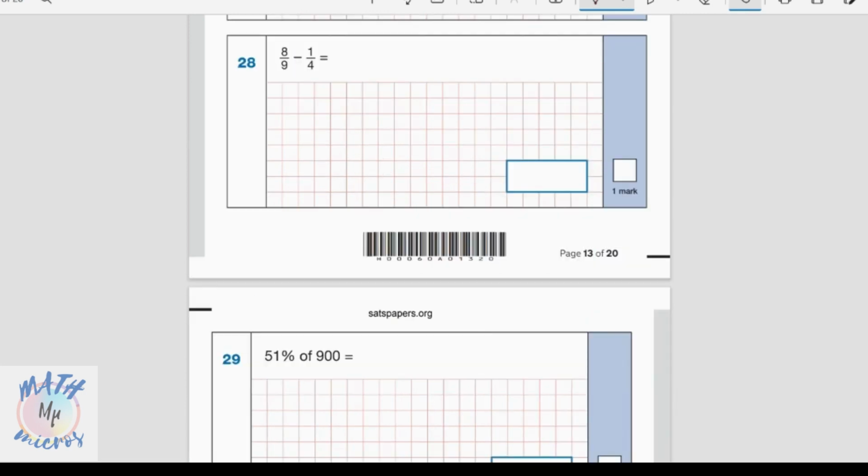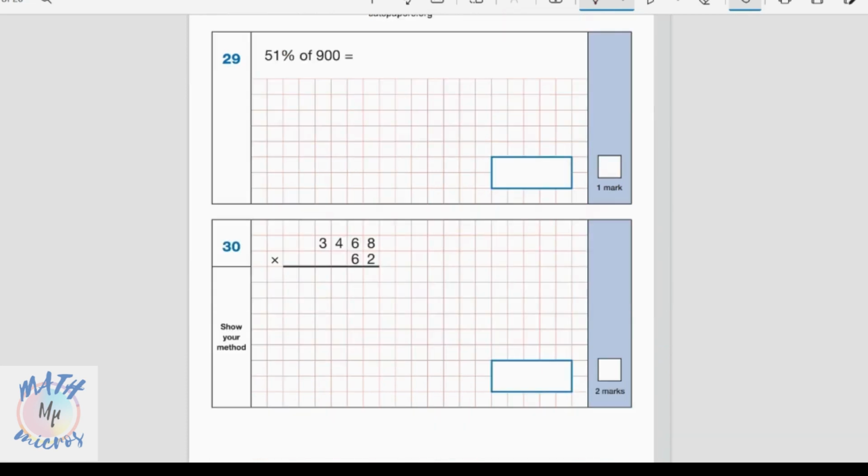Question 28. So 8 by 9 minus 1 by 4. What you will do is take a common LCM, which is 9 times 4 is 36. All right. And then you multiply these both. So 8 fours are 32 minus 1 times 9 is 9. So 32 minus 9, which is 23 by 36. So the answer is 23 by 36. On to question number 29.